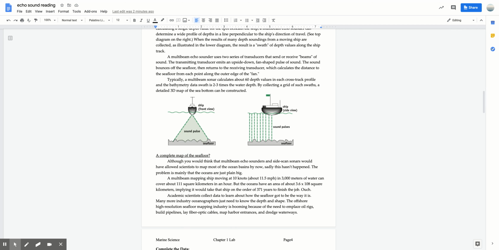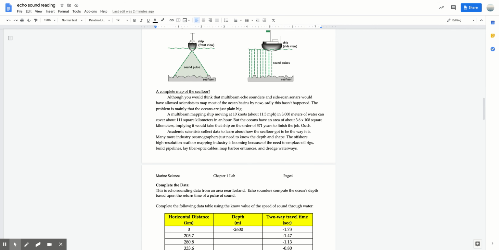Will we ever have a complete map of the seafloor? Although you would think that multi-beam echo sounders and side-scan sonars would have allowed scientists to map most of the ocean basins by now, this sadly hasn't happened. The problem is mainly that the oceans are just plain big. Multi-beam mapping, a ship moving at 10 knots or about 11.5 miles per hour in 3,000 meters of water can cover 111 square kilometers in an hour. But oceans have an area of 3.6 times 10 to the 8th square kilometers, implying that it would take the ship on the order of 371 years to finish the job.